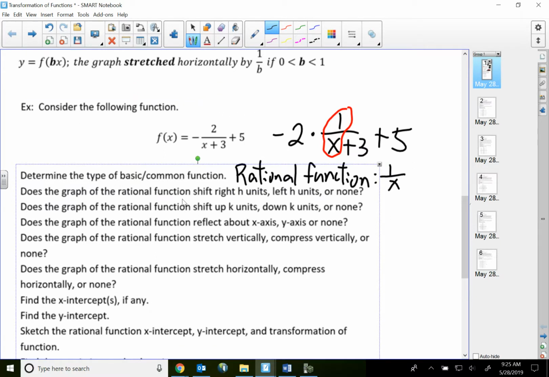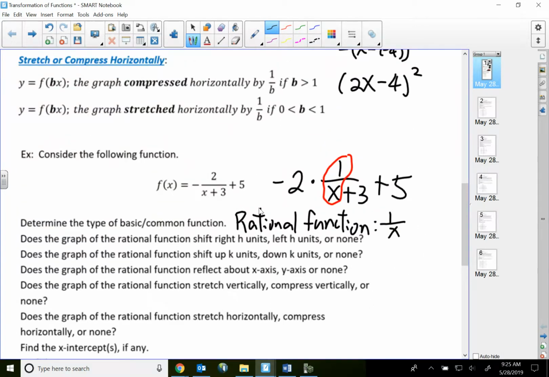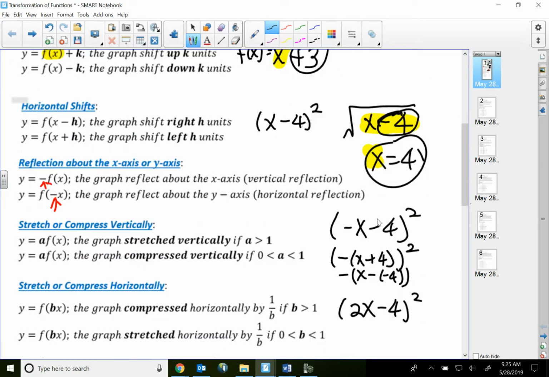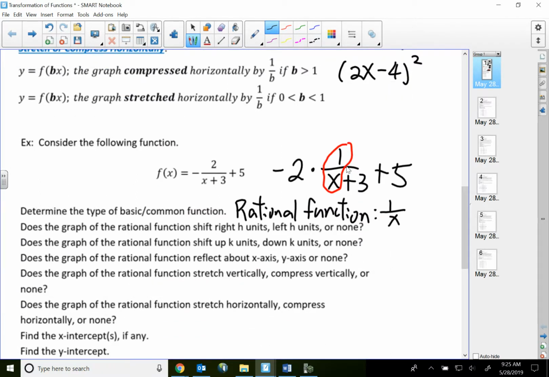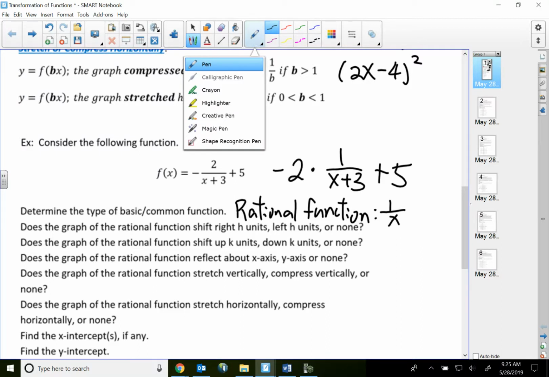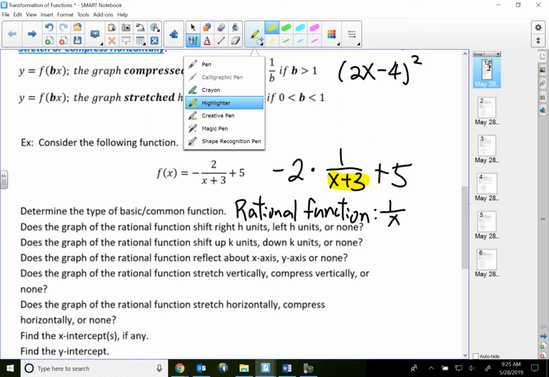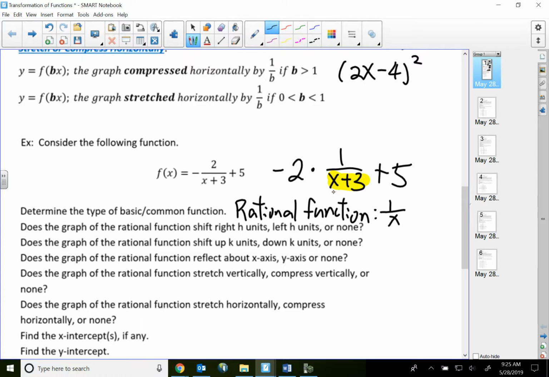All right. Does the graph of the rational function shift to the right, left, or none? To determine shifting to the right or left, I need to look at the inside of the function. So where is the inside of this function located? The inside of the function, the f of x minus h or plus h, is right here. This is supposed to be x minus h, and since this is an x plus 3, it tells me I shifted to the left 3 units.